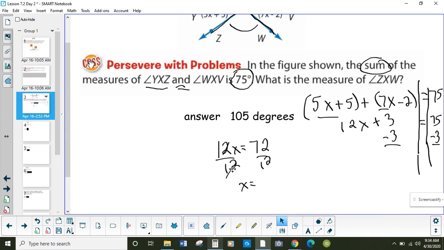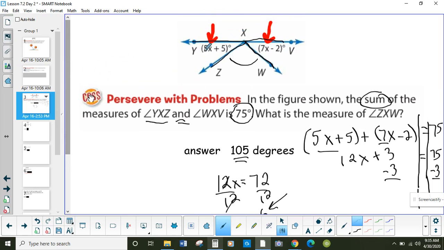And that's not our answer, though. Some of us would have stopped right there and said, oh, my answer is 6. And then we see the answers, and 105 is one of them. Hopefully we don't see 6, hopefully we don't try to trick you by putting this as one of your answers. So I stopped too soon. What I should have done is used that value for x to go up here and continue answering this question. If I have 5x plus 5, this angle right here means 5 times 6 plus 5, because x is 6.